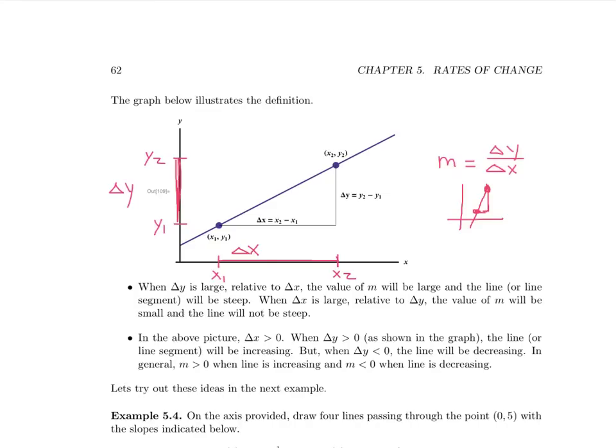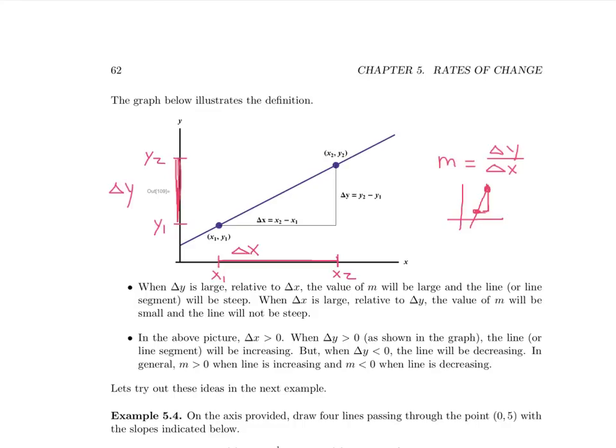Now, on the other hand, suppose delta x was large relative to delta y. So in other words, this distance is much larger than this distance. Well, if this delta x is much larger than delta y, it's going to mean that this fraction is pretty small, closer to 0 in other words. So the m value is going to be small.